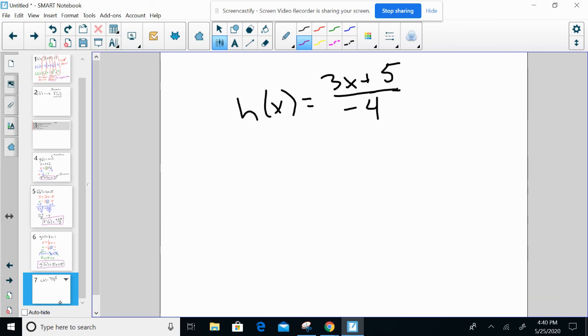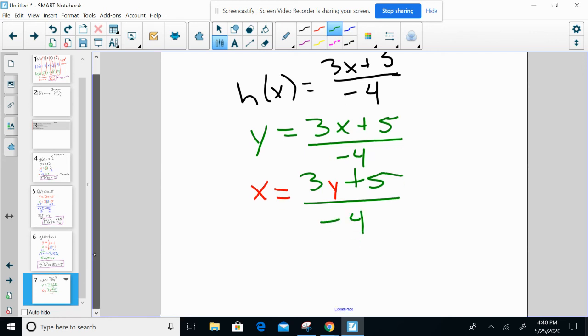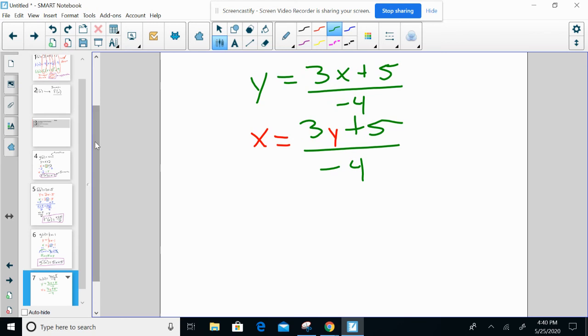All right, same thing. Replace the h of x with y. There's a fraction here. Don't worry about it for right now. Switch it up. X is (3y plus 5) over -4. All right, so I'm going to slow down just for a second. And we want to solve for y.